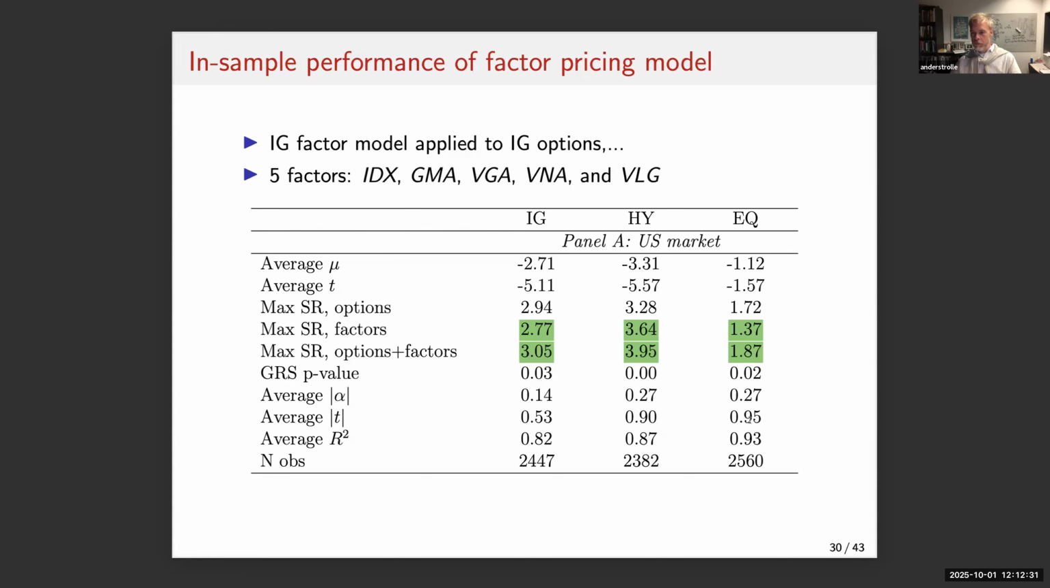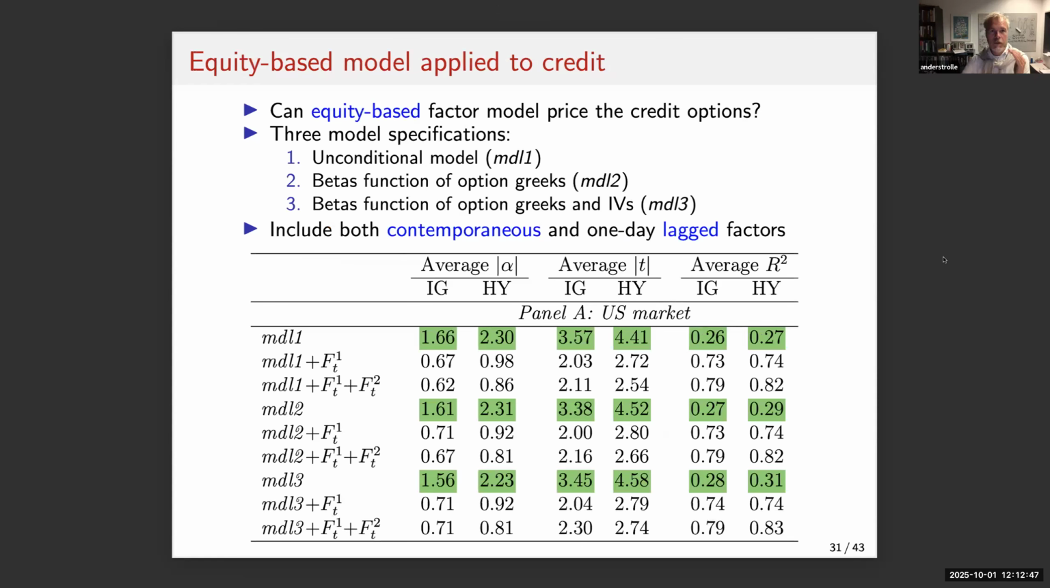We have a model, and so for instance, now we take the equity-based model. It does very well in terms of pricing the equity index options. Now the question is, how well does it do in pricing the credit index options? And so we want to give this equity-based factor model the best possible chance to price the credit options. So we're going to work with an unconditional model. We will also consider a model where we allow the betas to be a function of option Greeks, and one where we allow it to be a function of option Greeks and implied volatilities.